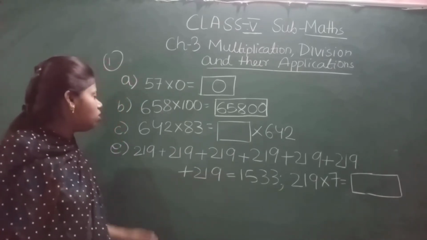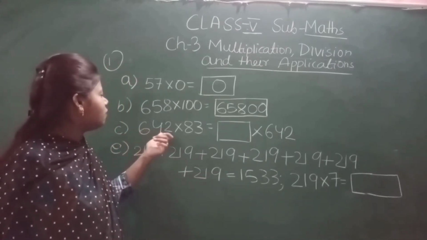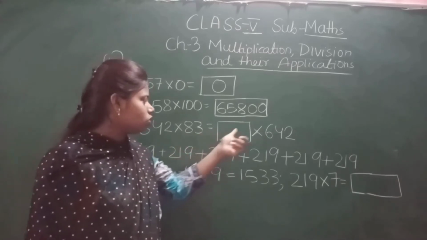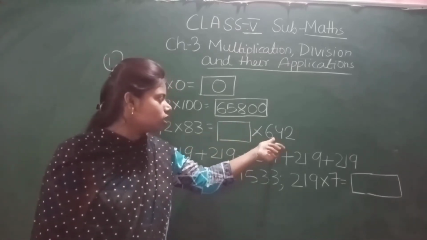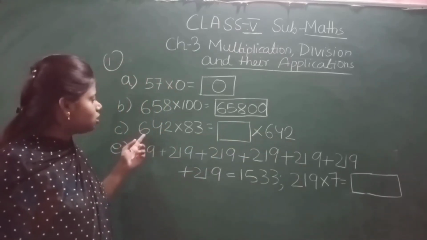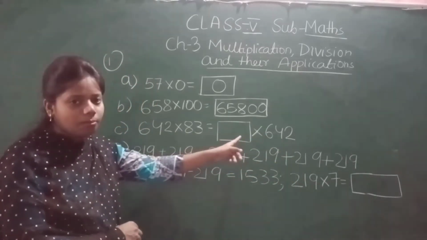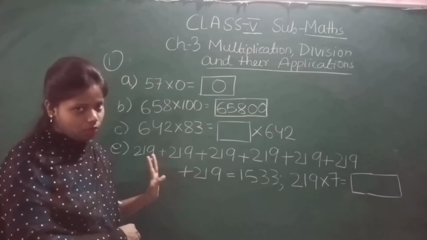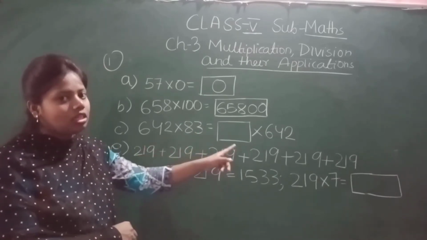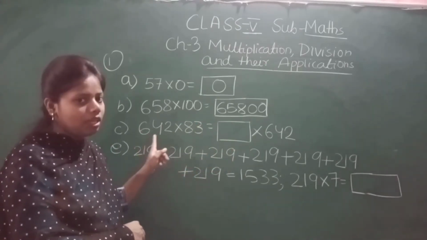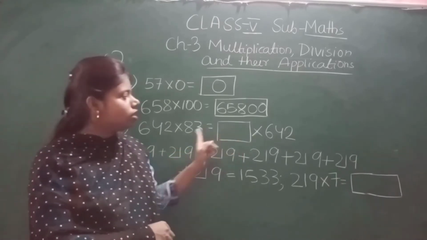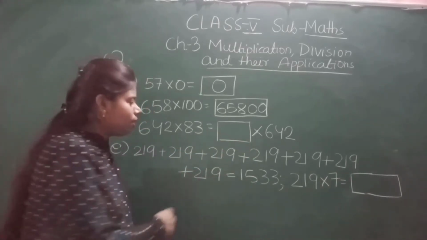Now let's see number C. 642 into 83 is equal to, this box is empty, into 642. Can you see this is 642, and here also 642 is there. So what is missing? 83 is missing. Here this multiplier will become the multiplicand.